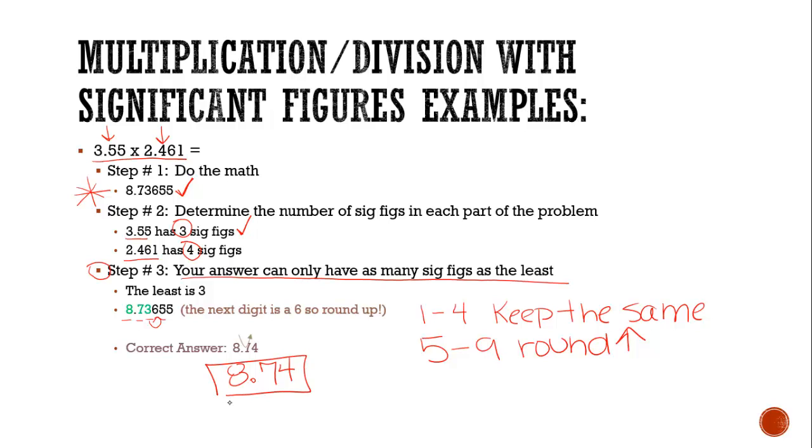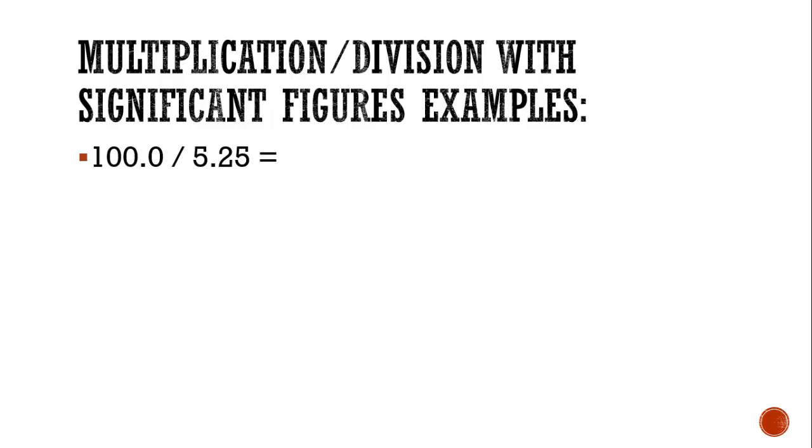Alright, so let's look at a couple more. This one, we're going to do fully on our own here. 100 divided by 5.25. We take 100 divided by 5.25, and you have to do the calculator part first. The calculator spits out 19.04761905. That's your calculator answer.